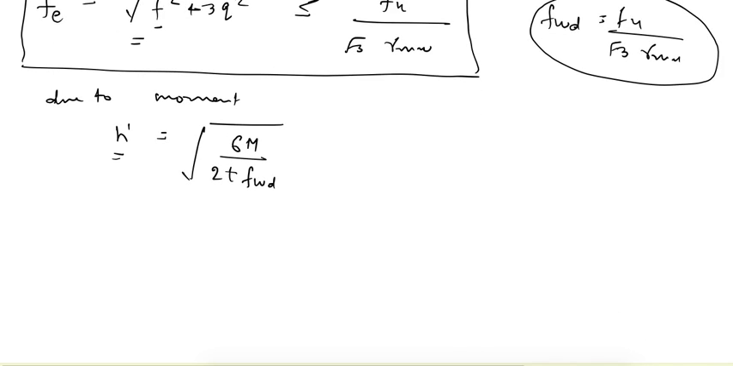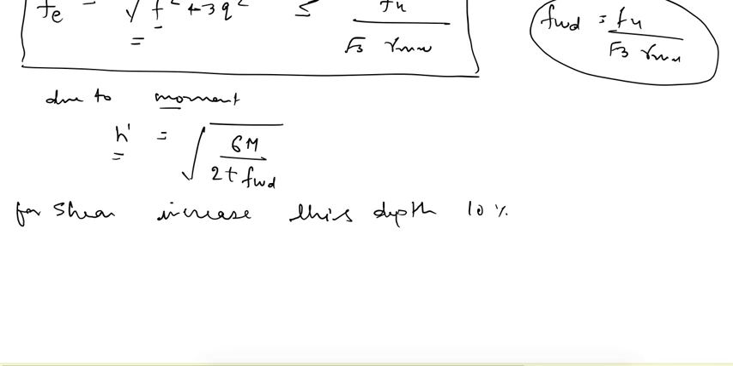So that is the effective depth required for the moment, but we have to account for the shear also. To account for shear stresses, we increase this depth by 10%. So our actual effective depth h is given as 1.1 times h dash. So this is the basis of our design.